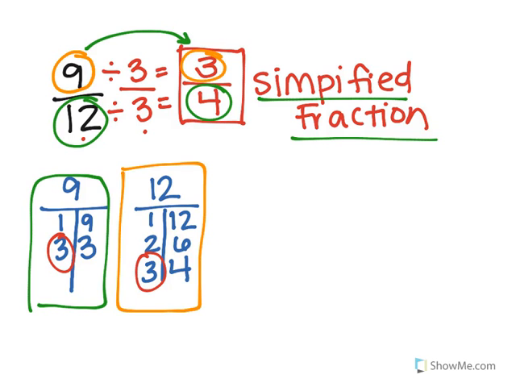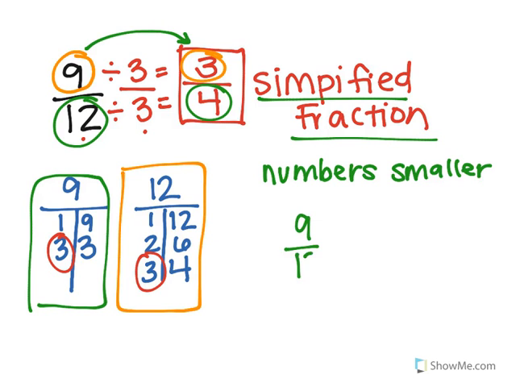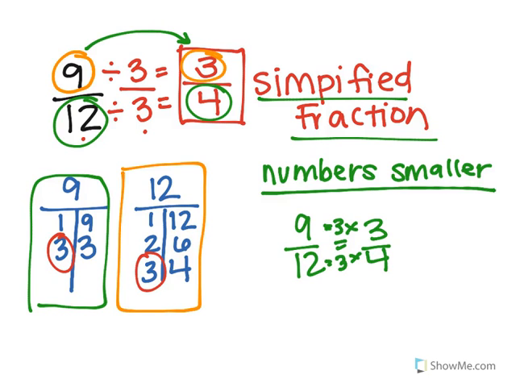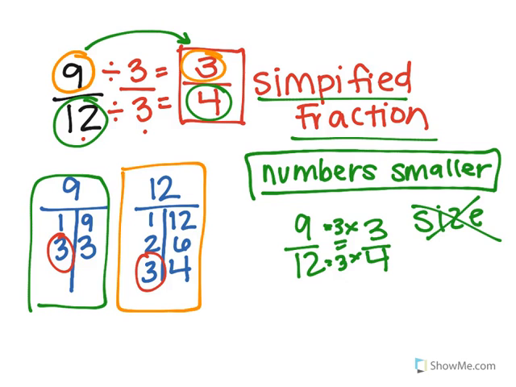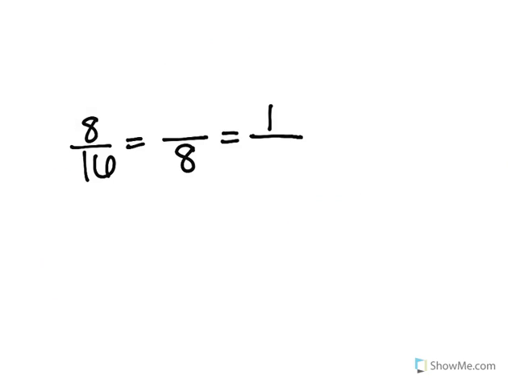Okay? Which, in the end, it's just the numbers that are smaller. Because guess what? 9/12 and 3/4 are actually equal to each other. They're still equivalent fractions, because I could easily turn it into it by using multiplication like we've learned for equivalent fractions. So when I say simplified fraction, it just means the numbers got smaller, not necessarily the size. The size stays the same, the numbers are just getting smaller.